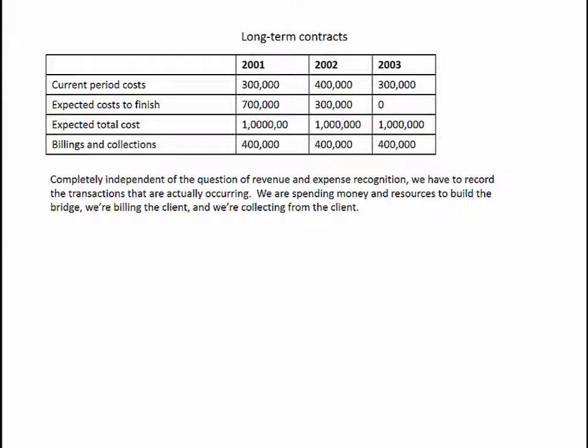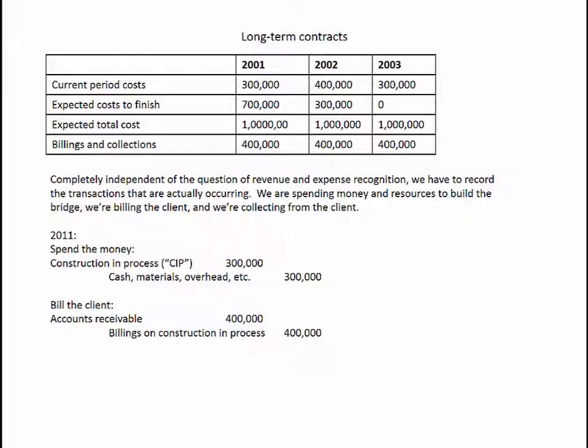Now, completely independent of the question of revenue and expense recognition, we have to record the transactions that are actually occurring. We're spending money and consuming resources to build the bridge, we're sending a bill to the client, and we're collecting cash from the client. So first, to record the spending of the money, the incurring of costs, we credit cash, materials, overhead, labor control, wages payable, things like that for $300,000, and we're essentially building inventory. Now in cost accounting, you'd call this work in process. We're going to call this construction in process, but it's exactly the same idea.